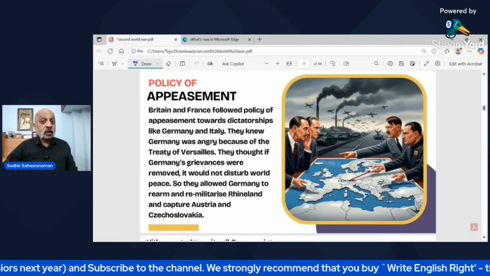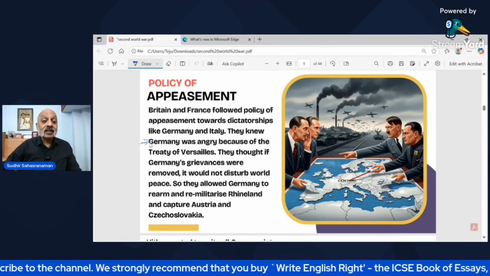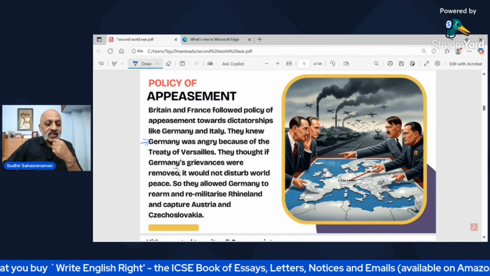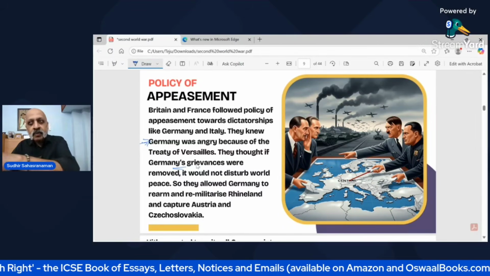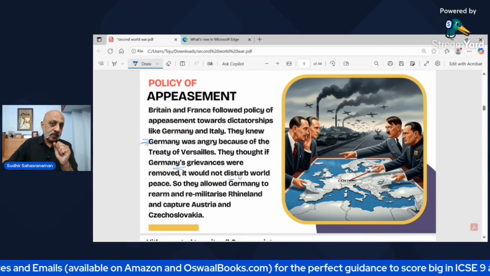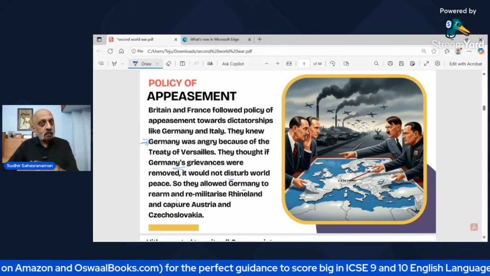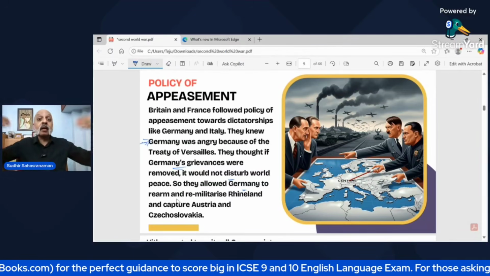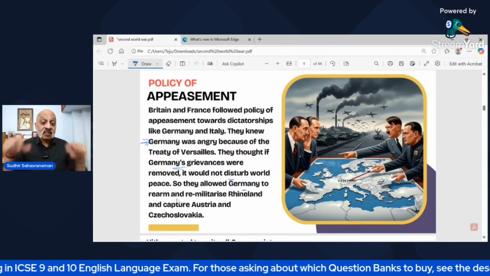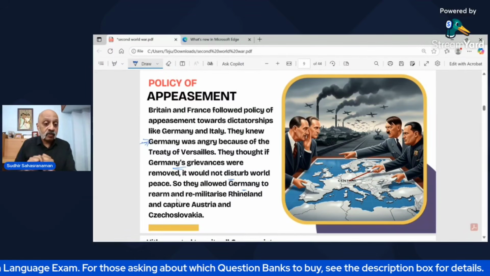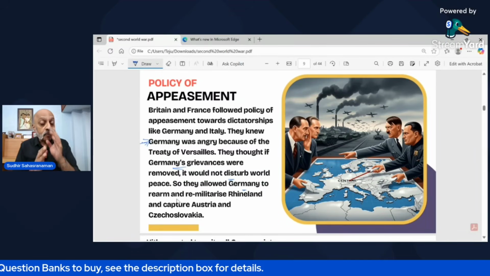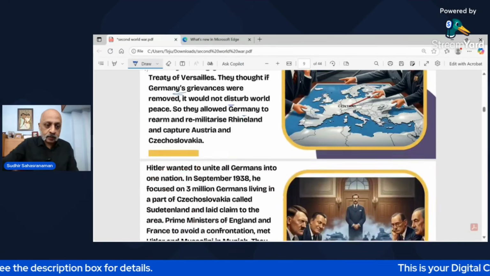So they knew that Germany was angry. They knew exactly that they had done something wrong to Germany under the Treaty of Versailles after the First World War. They thought that if Germany's grievances were removed, that if we somehow take care of Germany's issues, their complaints, it will not disturb world peace. So they allowed Germany to rearm, that is, increase the number of their armed forces, increase the number of armaments, remilitarize Rhineland. All this was not allowed under the Treaty of Versailles, and also capture Austria and Czechoslovakia, which ideally should not be done. So Britain and France followed this policy of appeasement.